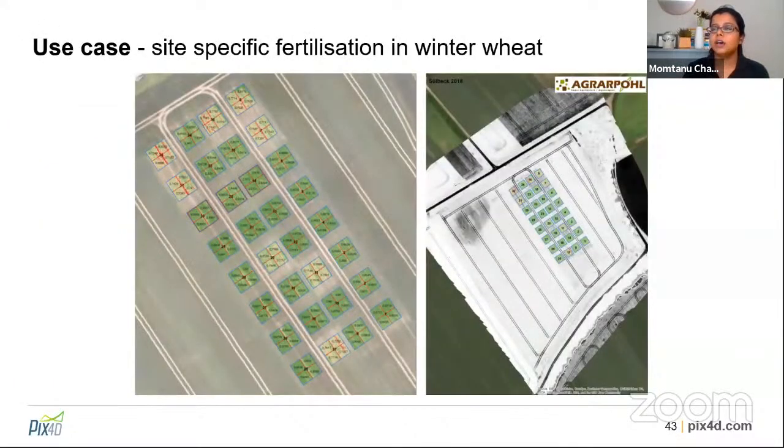So this is the image of a winter wheat crop where the whole field was divided into zones, and each zone was given a different amount of fertilizer depending on the NDVI.